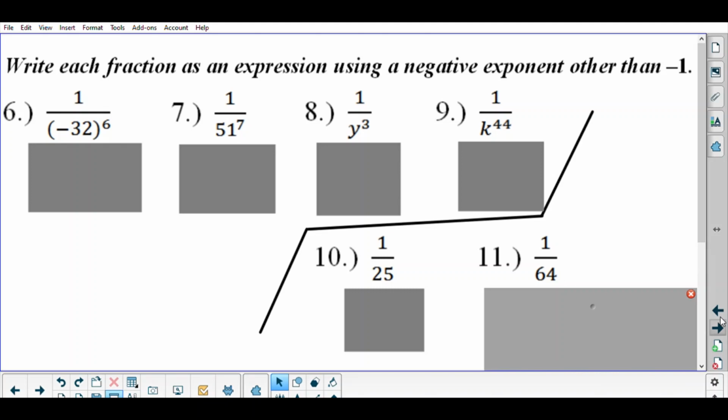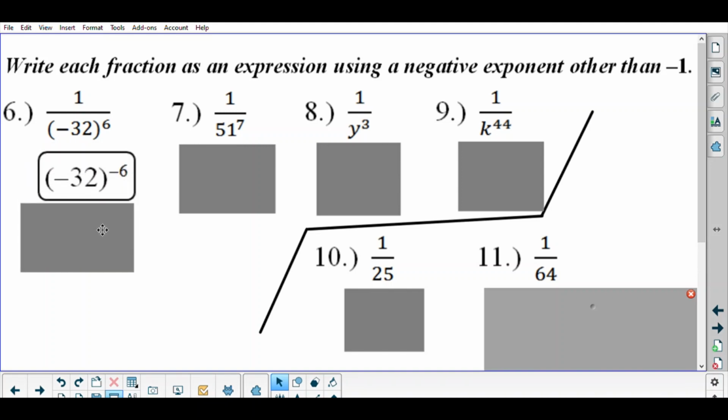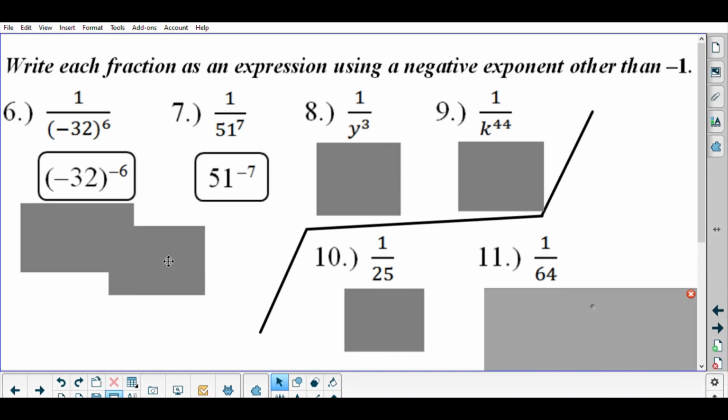Next set of examples. The directions have changed. It says write each fraction as an expression using a negative exponent other than negative 1. I will do number 6 and number 7 for you. Number 6, 1 over negative 32 in parentheses to the 6th power. That would be equivalent to negative 32 in parentheses to the negative 6th power. Here's a hint. I'm basically just doing what I did on 1 through 5, but we're going the other way. We're going backwards. Problem number 7. We have 1 over 51 to the 7th. That would be the same as 51 taken to the negative 7th power.